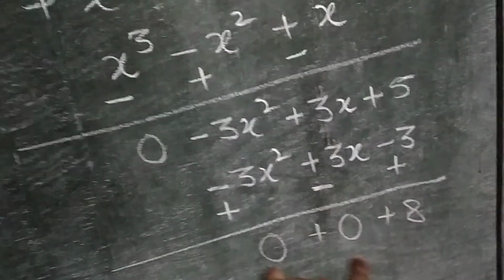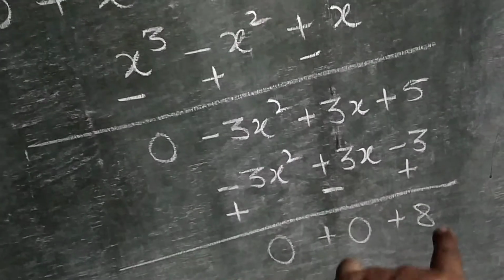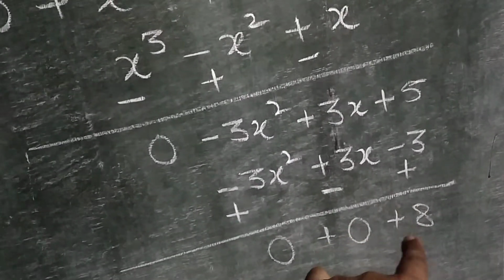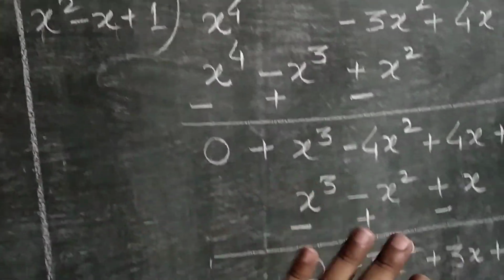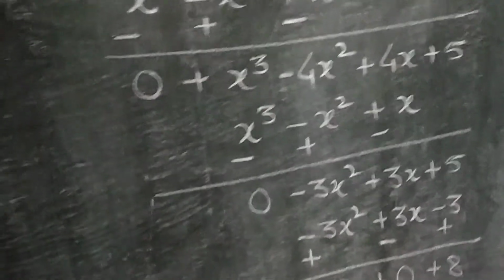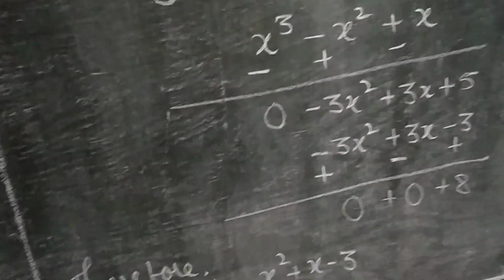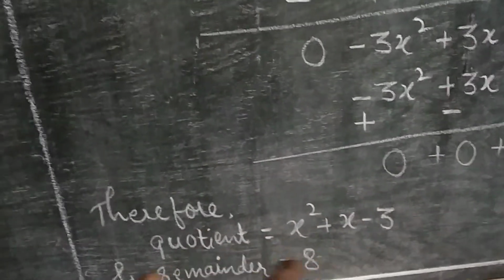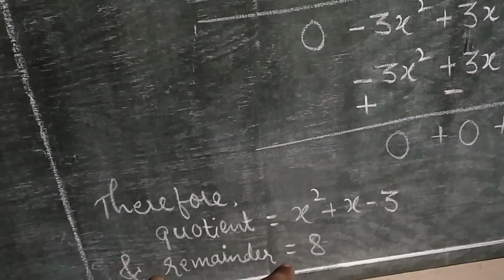In this step, the degree of remainder is 0 because it is a constant polynomial. Okay, and the degree of divisor is 2. So we will stop this division process here. We are getting the quotient as x square plus x minus 3 and remainder it is 8.